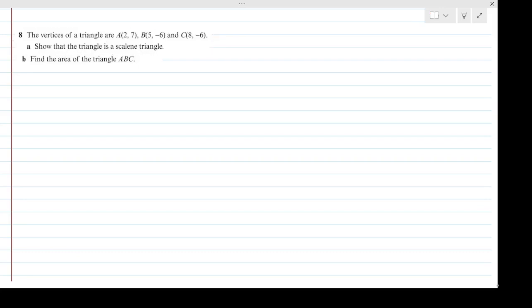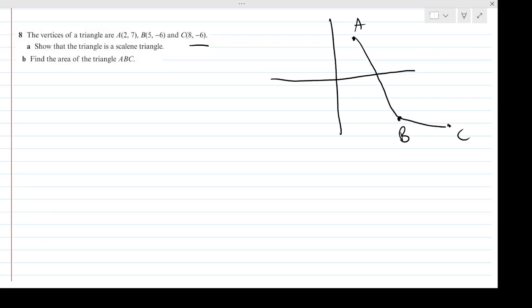My tip being, let's just consider plotting the points. If we have an axis, x, y, firstly, let's put A. A is (2, 7), so it's probably going to be up there somewhere. Then B is (5, -6), so that's going to be down there somewhere. And then C is (8, -6), so that's going to be down there somewhere. Then we can connect the points, and there we are. That is what our triangle will look like. Cool.